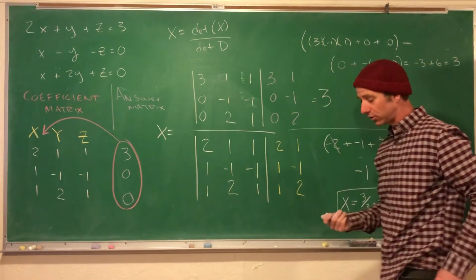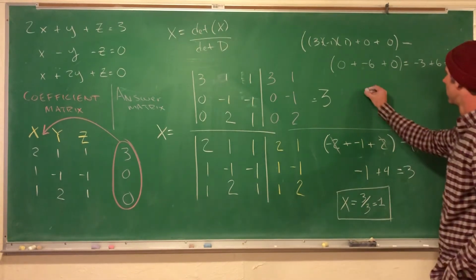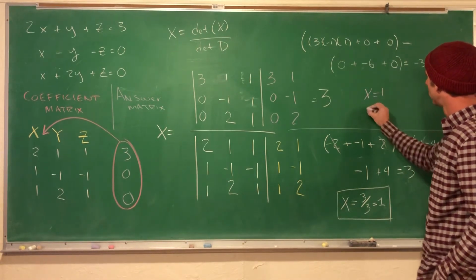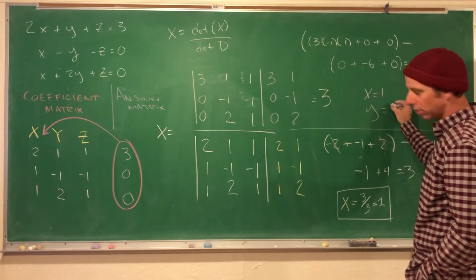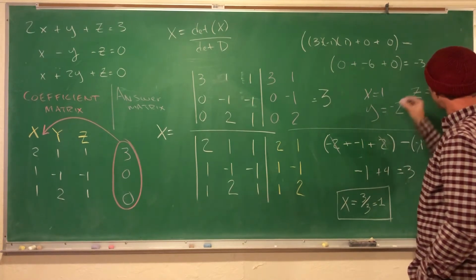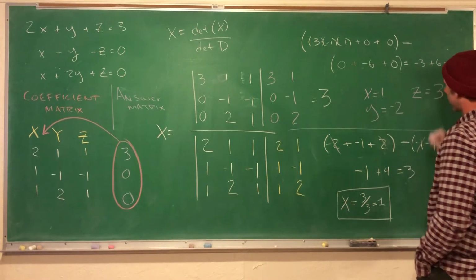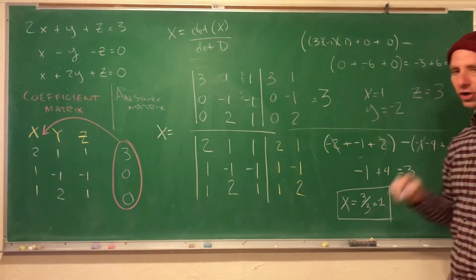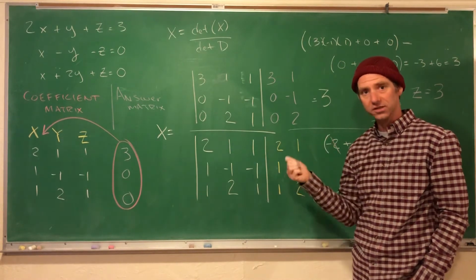You can go ahead and do this. I'll give you the answers. X equals 1. Y equals negative 2. Z equals 3. I encourage you to go through the next couple.